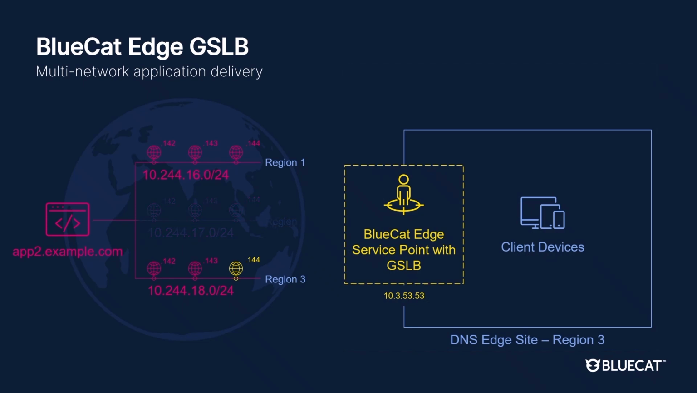Now we'll consider another use case. Whether due to application latency, business rules, or geopolitical concerns, clients in region 3 should not receive servers in region 2 in a DNS query response. With BlueCat DNS Edge GSLB rules, this is easily accomplished.